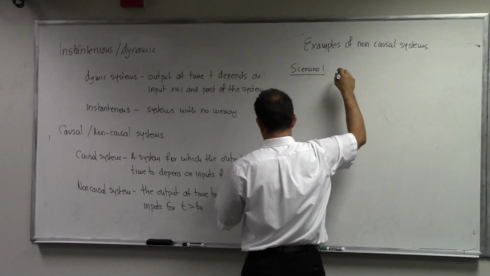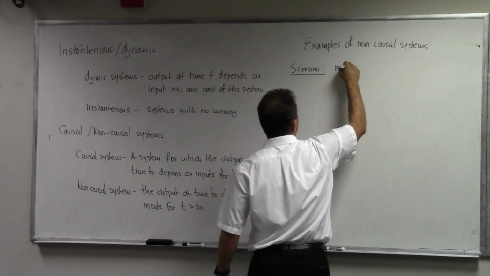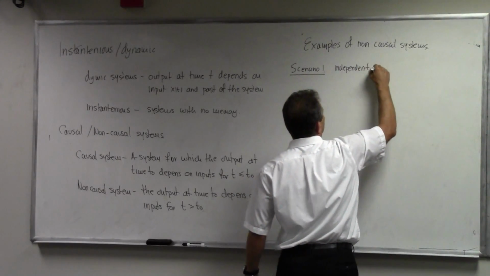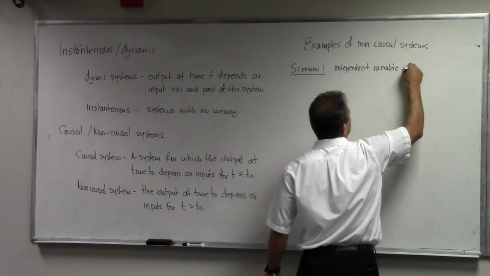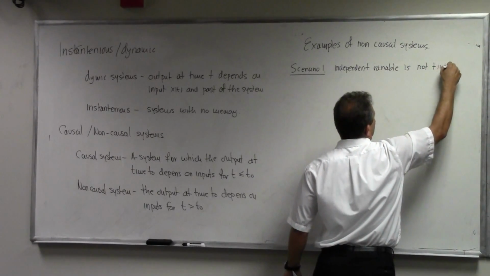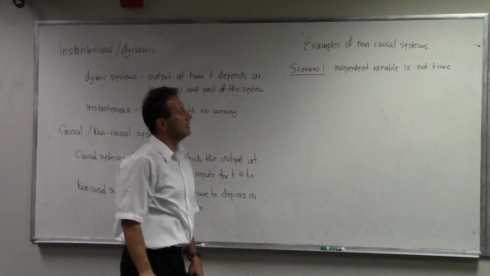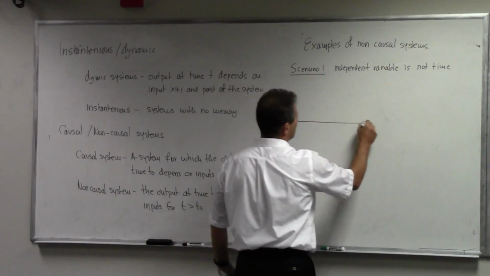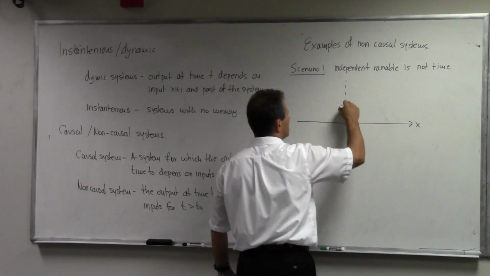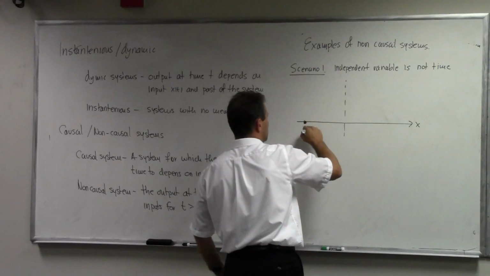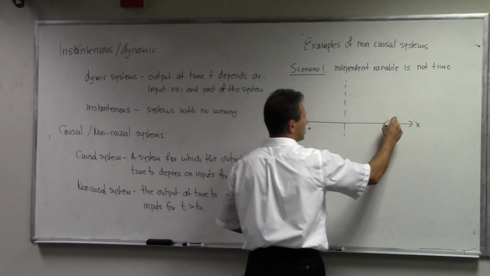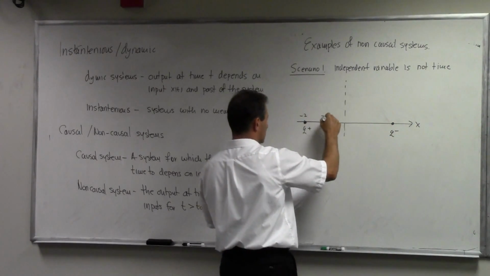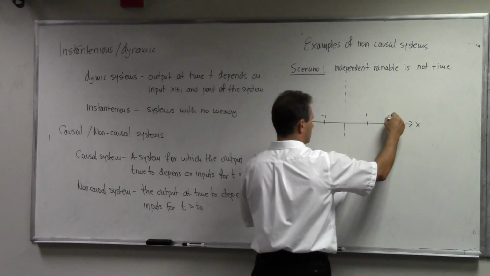And in this scenario, the independent variable is not time. Okay, so if the independent variable is not time, let's say it is space, there's no problem in the system being non-causal. So here's an example of such a system. Consider a system, this is X. There are two charges. This is Q plus, and this is charge Q minus. And I'm looking at the response. This is -2, this is -1, 1, and 2.